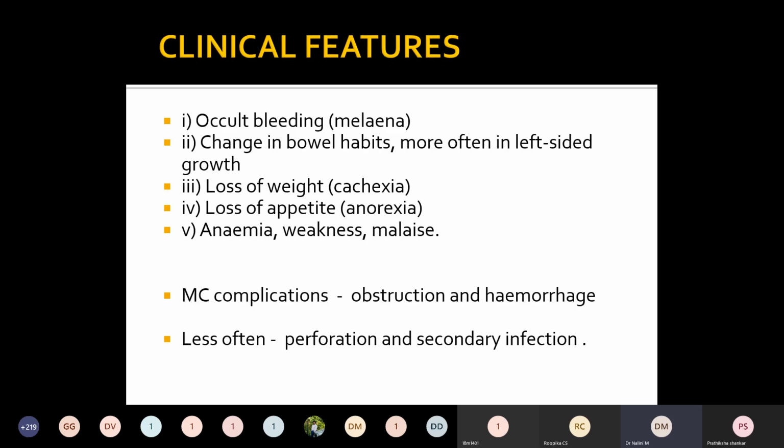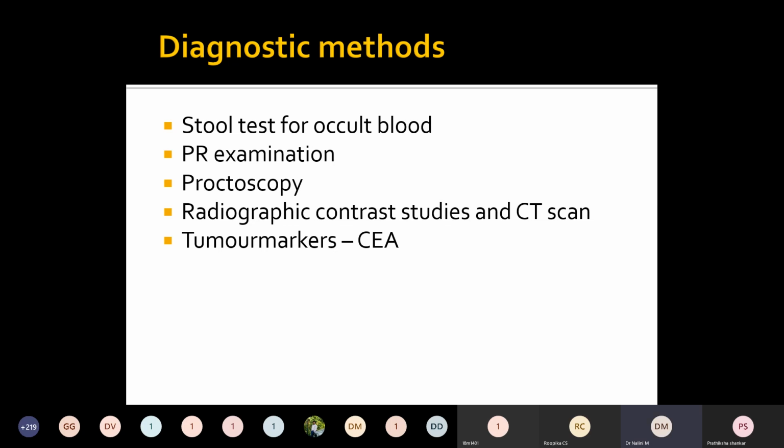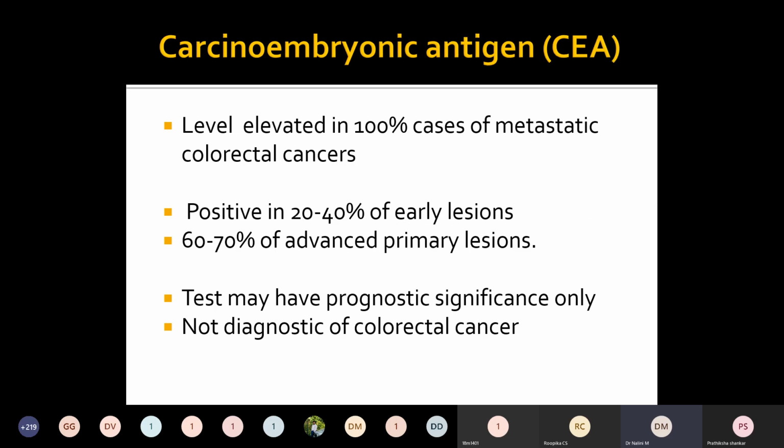Okay. Clinically, how do they present? They come with occult bleeding or melena, change in bowel habits, loss of weight, loss of appetite, anemia, weakness, malaise. More common complications could be obstruction and hemorrhage. And perforation and secondary infection are less common. Diagnostic methods: stool test for occult blood, PR examination, proctoscopy, and radiology, CT scans and tumor markers in familial cases.